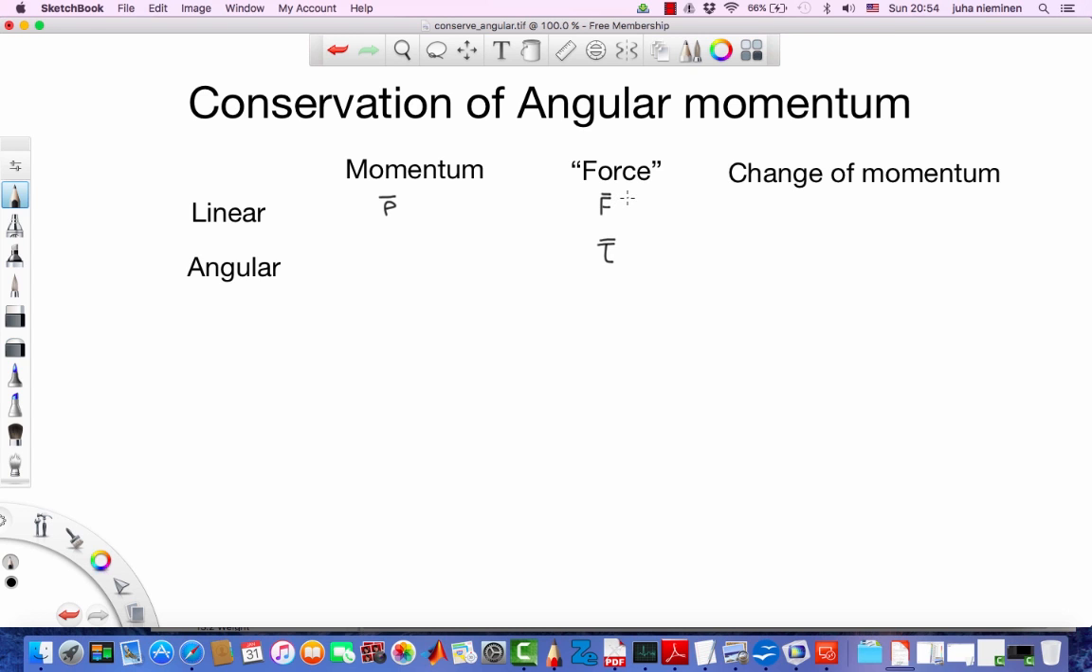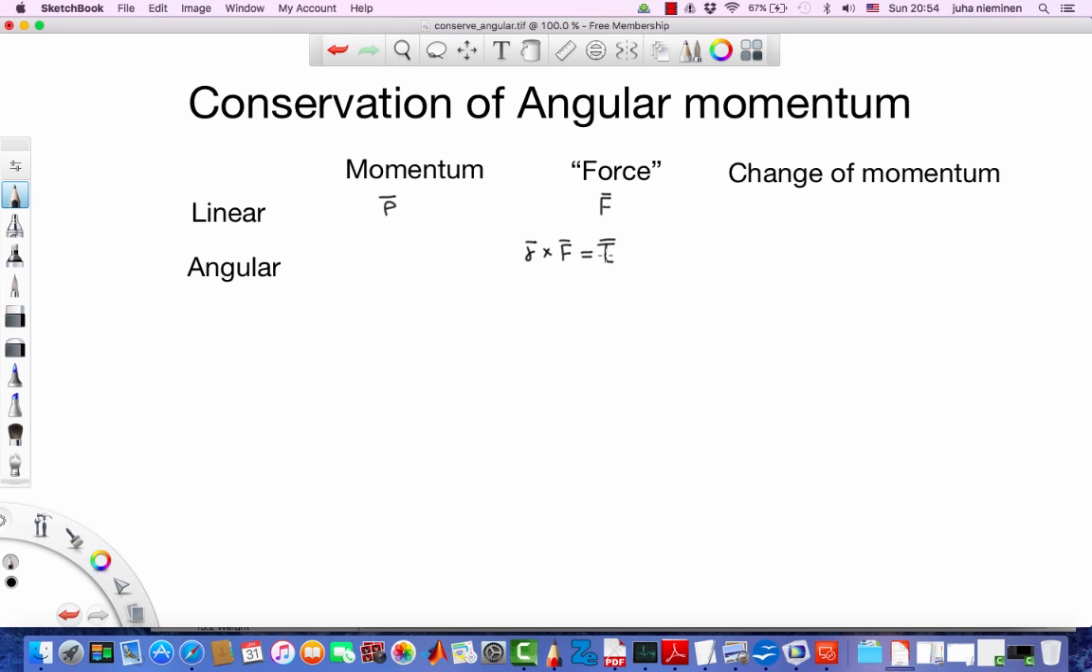And how did we get torque? What we did, in fact, was that we had the linear version of it, F, and then we took a cross product with the position vector R, like this.